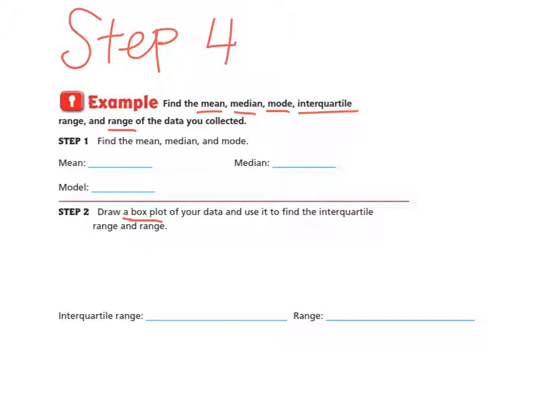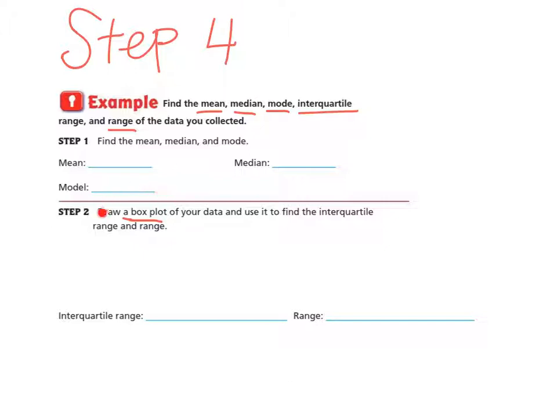Okay, step 4. This one's going to take you a minute. You're going to have to find the mean, median, mode, interquartile range, and the range of the data you collected. So make sure you write all of those down because you have to do all of them. The mean, median, mode, interquartile range, and the range.